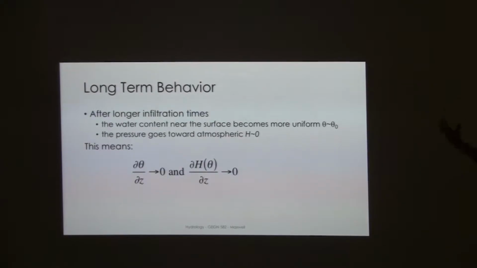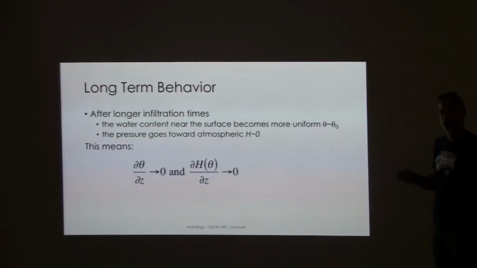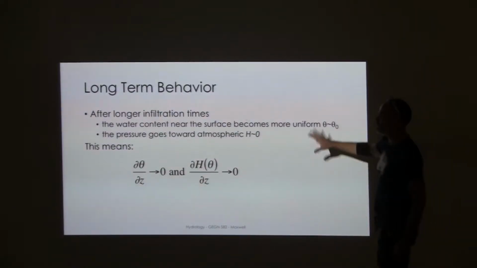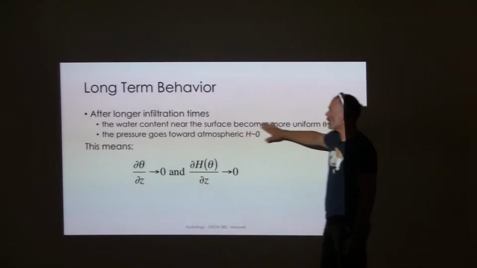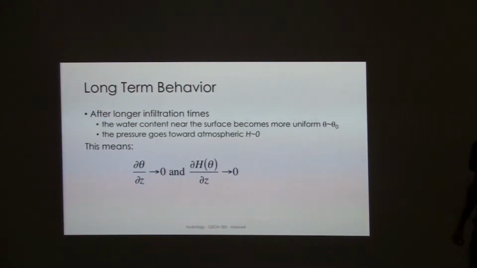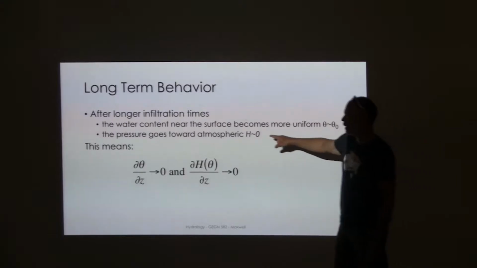Now, early time is crazy, right? We've got this gargantuan pressure difference. We have all sorts of absorptive. That first term in that equation that I showed is going nuts. We're going to ignore that part for now. We're going to jump to the later term behavior. The system settles down a little bit. And after longer infiltration times, our water content near the surface becomes pretty uniform. And our pressure goes towards atmospheric.